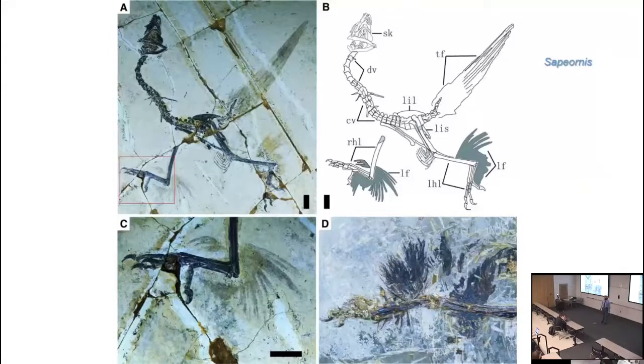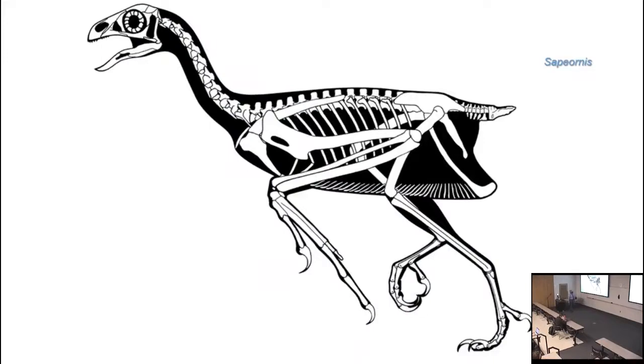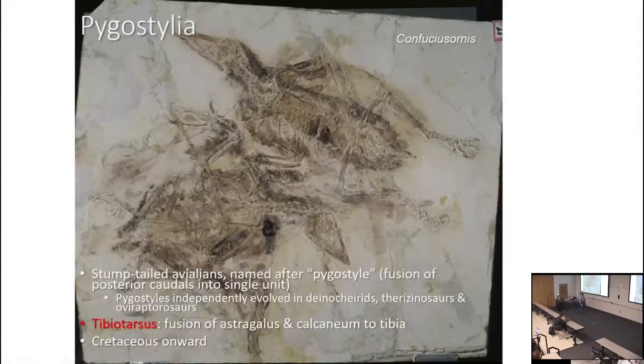But then we begin to shift up to things which clearly show more birdy traits more like modern birds, including a shortening of the tail, a dramatic shortening of the tail. So take a look at this. There we go. So here's Sapeornis. And we get to this clade called Pygostylia. These are these stump-tailed avialians. And they're named after the pygostyle. The pygostyle is the fusion of the posterior caudals into a single unit. And I'll show you good pictures of that coming up. Well, I'll show you pictures at least.